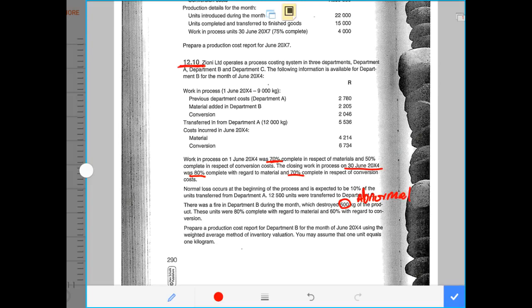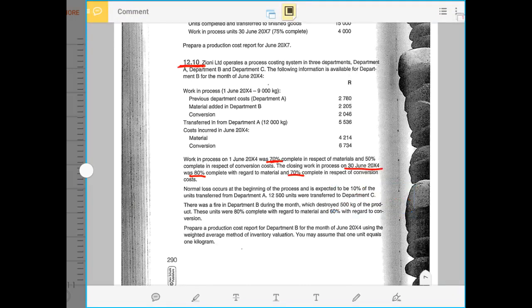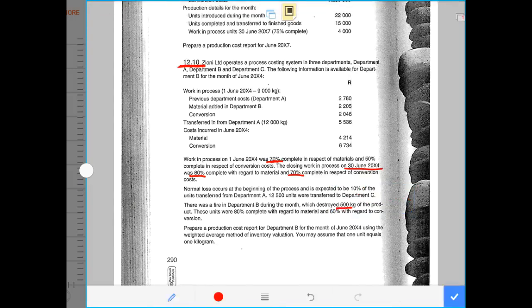It will be abnormal loss, loss that is unexpected and loss that is controllable. So now abnormal loss will be 500, while normal loss will be 10%, which is 1,200 kgs. However, this will be abnormal loss.